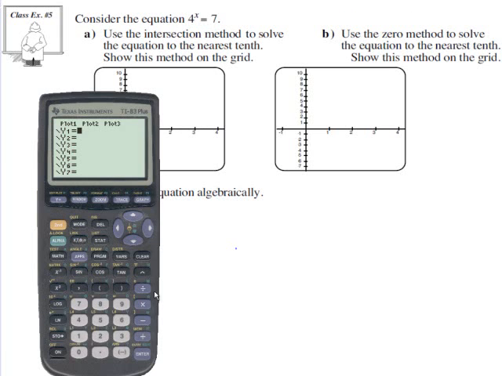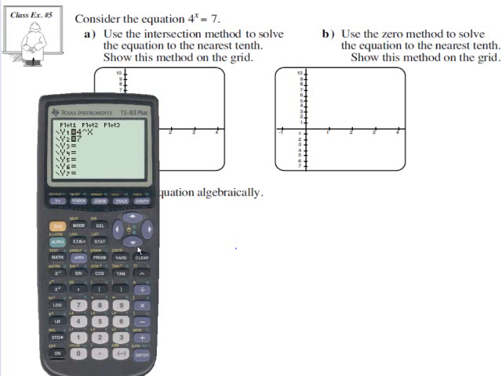So go to y equals, first y1 can be 4 to the x, down arrow to go to the next, y2 can equal 7, graph that. Perfect. You can see the point where they intersect, so as long as you can see the intersection, now you can just do second, calc, and then you want intersect, so number 5. Enter, enter, enter. And your intersection to the nearest tenth is x is equal to 1.4.